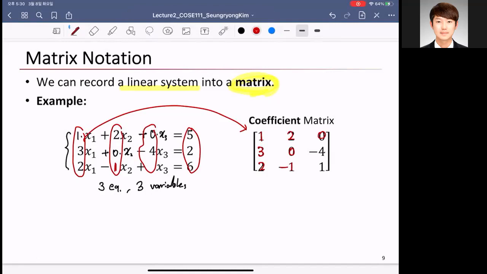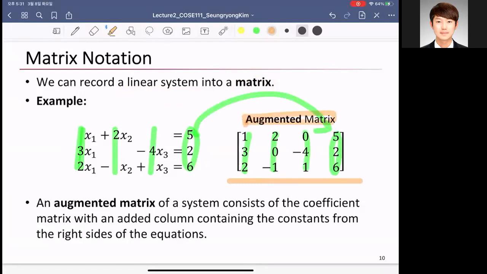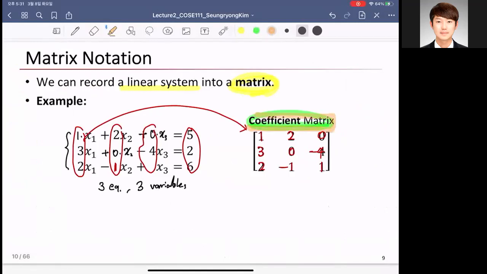And 0, -4, 1, right? It's going to be much easier to understand and a more compact representation, right? So in this case, we call this representation a coefficient matrix. Of course, we can consider the right-hand side as well. 2, 5 to 6. So this is the coefficient for the x1 here, this is the coefficient for the x2, this is the coefficient for the x3, and this is the coefficient for the right-hand side. And in this case, we call this matrix an augmented matrix. So this is the coefficient matrix, and this is the augmented matrix.